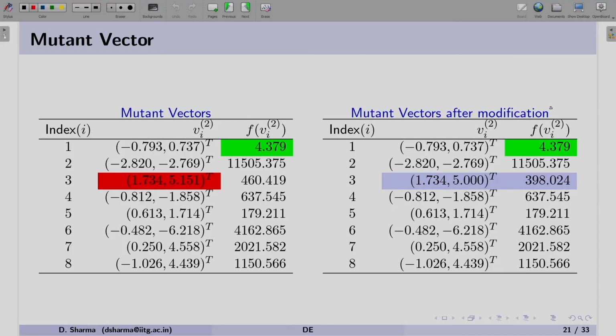As a modified table, as we can see on the right hand side, for the values corresponding to vector 3, you can see that the x2 component is kept at 5, and accordingly the fitness value is also changed. With these modified mutant vectors, now let us create the trial vectors.